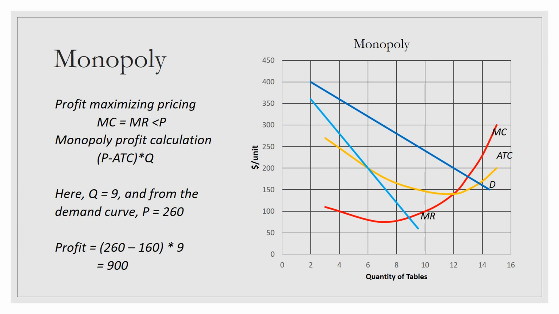So what kind of decisions is a monopolist going to make? Remember, a monopolist can choose any price, but they won't. They won't choose just any price. They will choose the price that maximizes their profits, just like any other firm.